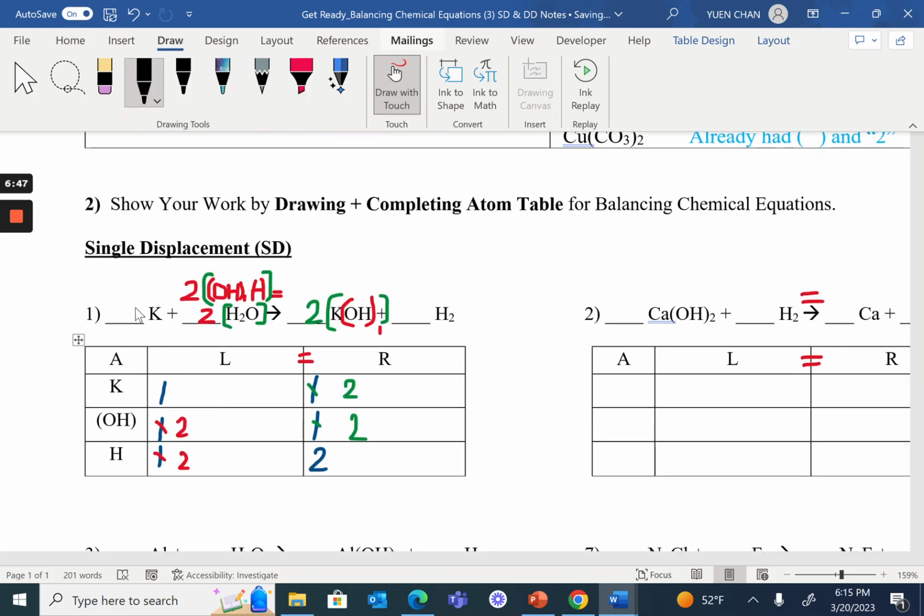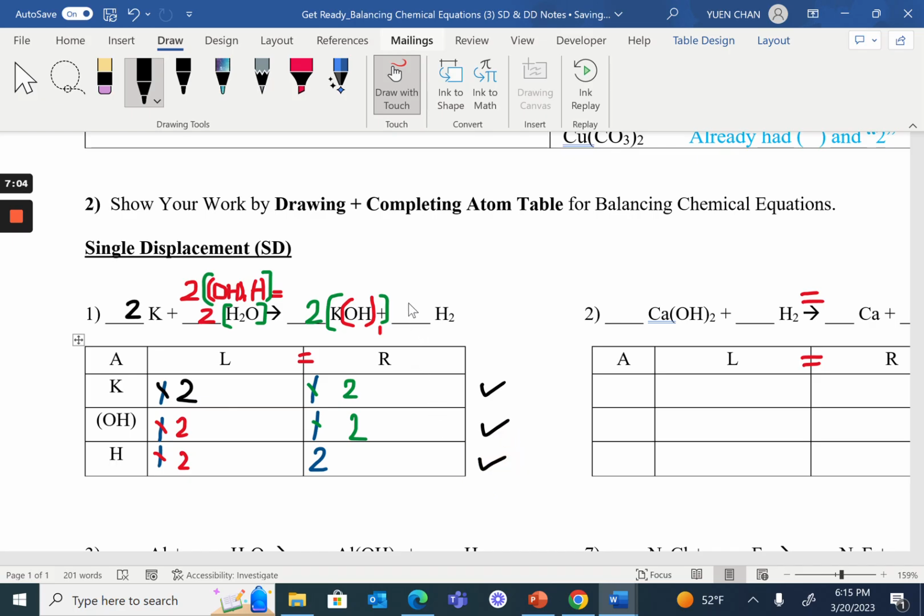So I'm going to use flat pen. I'm going to change this to be 2K by changing this to be 2. Now go back to look at your table. K 2 and 2 balance, OH 2 and 2 balance, and then H 2 and 2 balance. Everything's balanced. Finally, look it up.